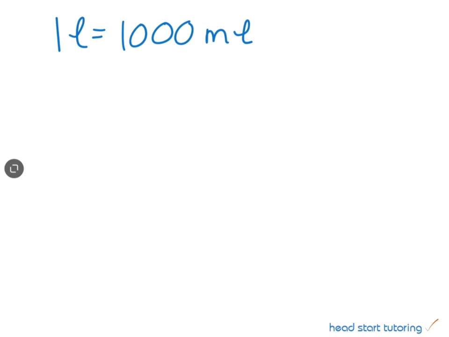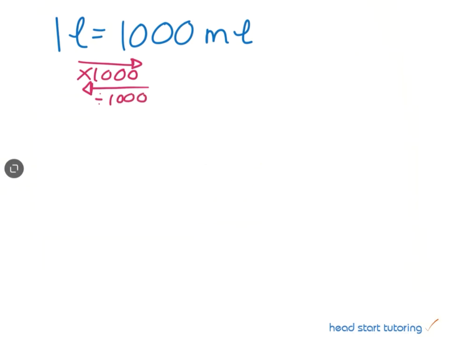One liter is equal to 1,000 milliliters. So when we are converting from liters to milliliters, we multiply by 1,000. And when we are working from milliliters to liters, we divide by 1,000.